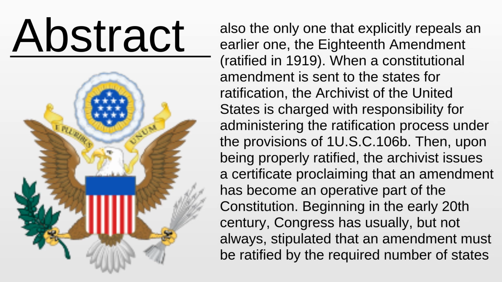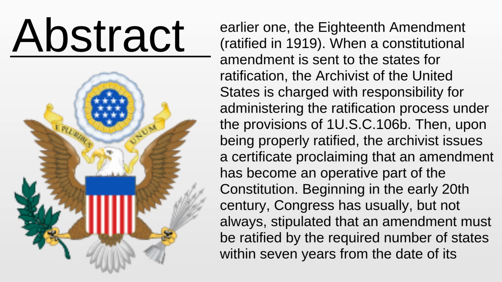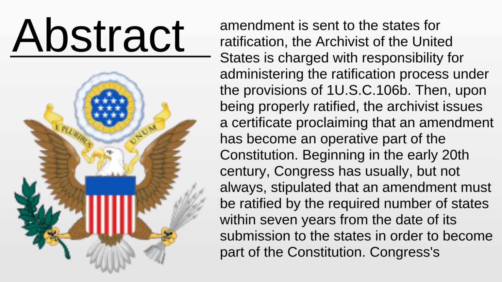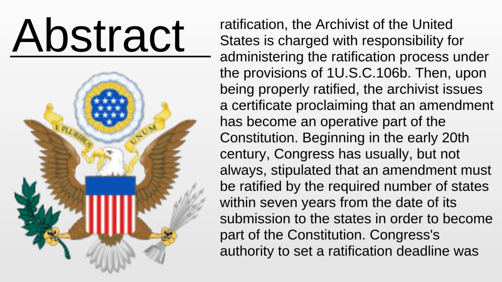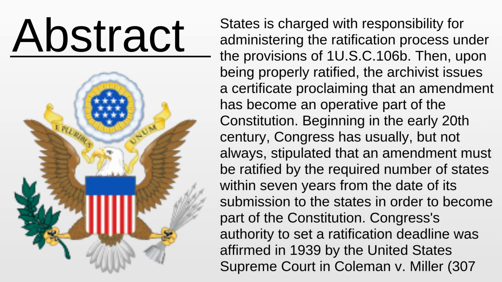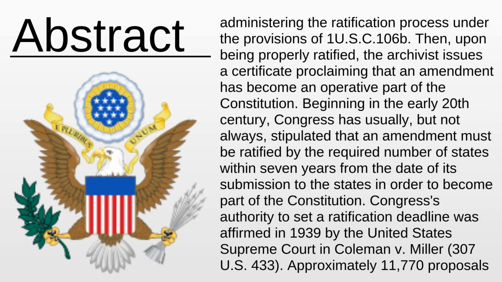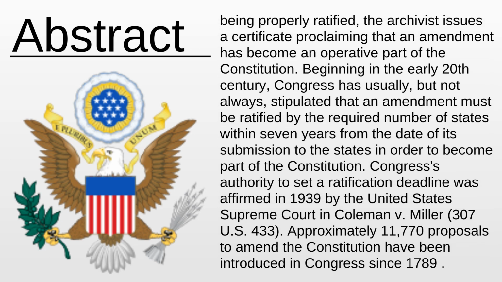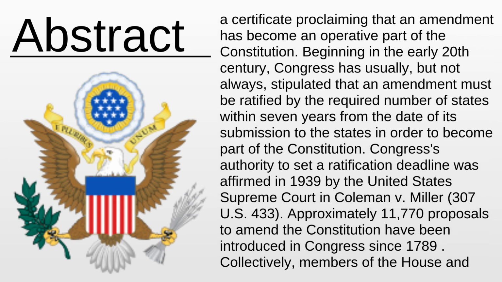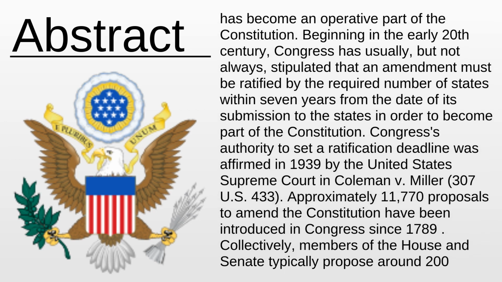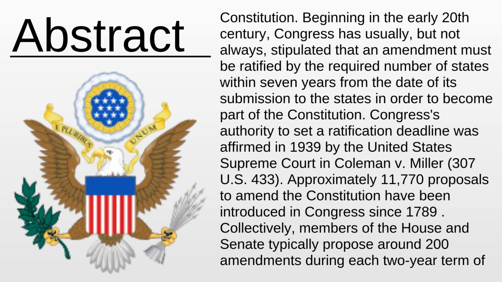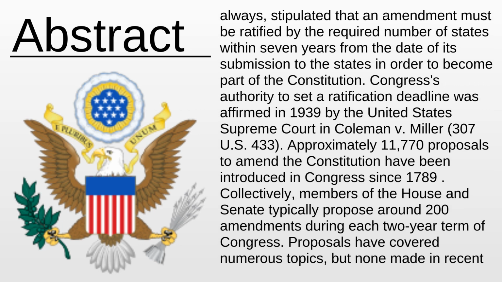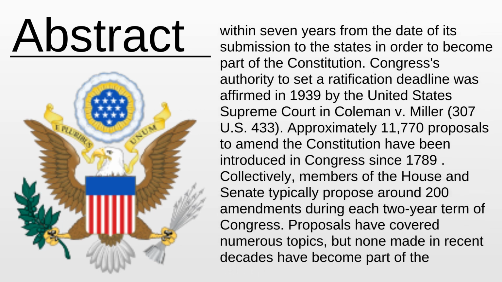When a constitutional amendment is sent to the states for ratification, the Archivist of the United States is charged with responsibility for administering the ratification process under the provisions of 1 U.S.C. 106b. Then, upon being properly ratified, the Archivist issues a certificate proclaiming that an amendment has become an operative part of the Constitution. Beginning in the early 20th century, Congress has usually, but not always, stipulated that an amendment must be ratified by the required number of states within 7 years from the date of its submission to the states in order to become part of the Constitution.